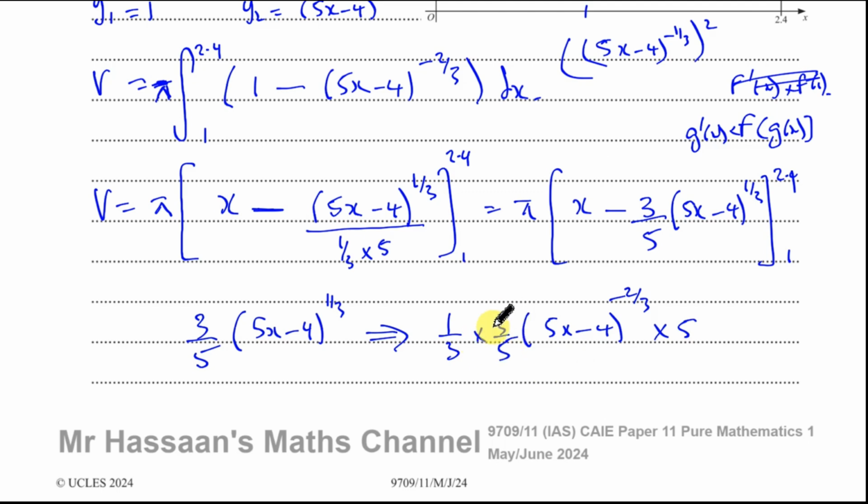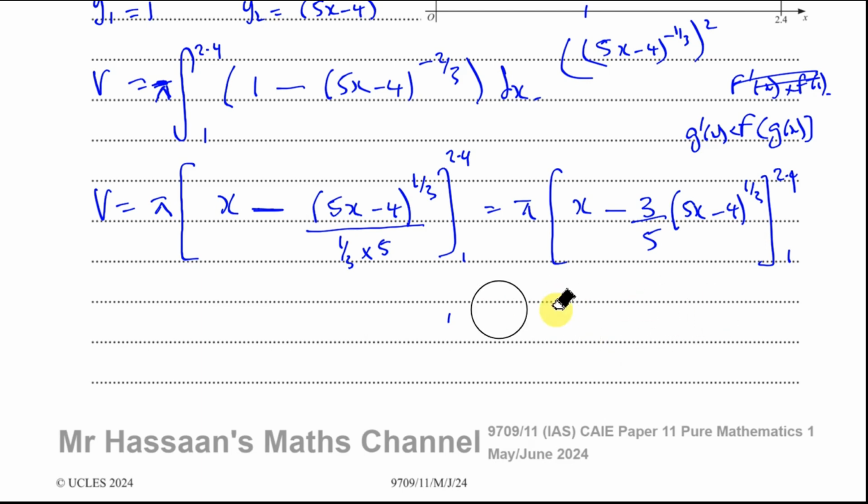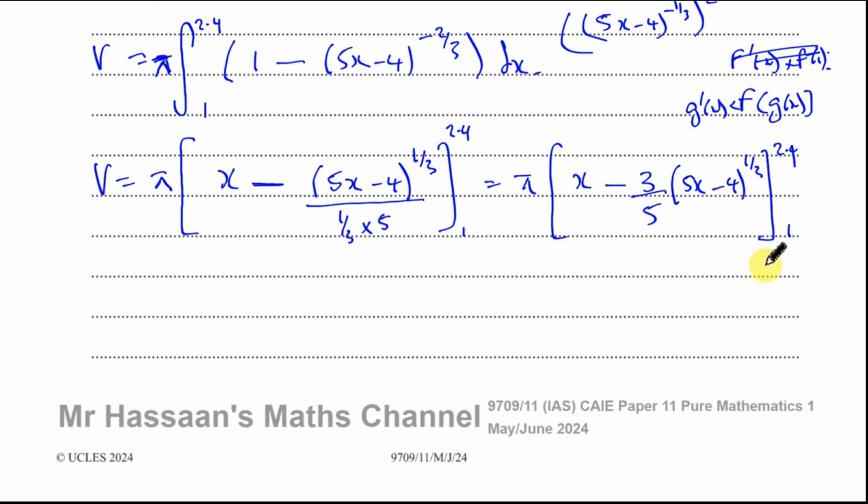So we can see that here, the 3 cancels with the 3, the 5 cancels with the 5, and we're left with exactly what we started with. So we know that we've done the right thing when we integrated it. So you can always check your integration by differentiating your answer, and then you'll know whether you've done it right or wrong.